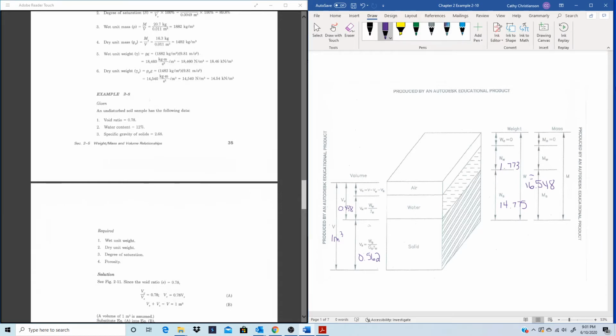Alright, so now I can go back and solve for the volume of the water, because it's just going to be the weight of the water divided by the unit weight of water. Since we've got the 1.773, I can divide that by your 9.81. And that's going to give me 0.181. Then we can solve for the volume of air because we know the volume of the voids. So 0.438 minus that 0.181 leaves me, for the volume of the air, 0.257.